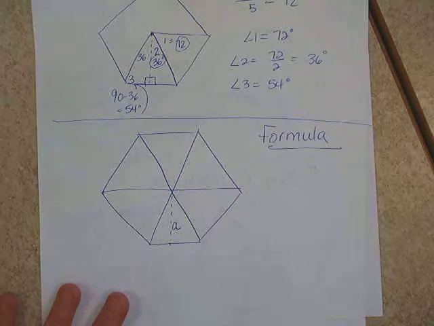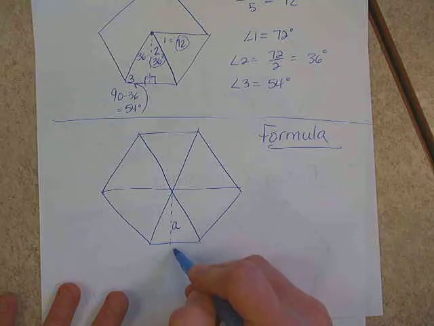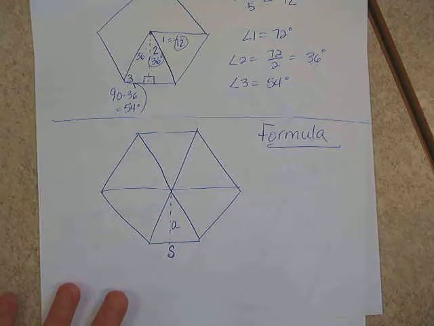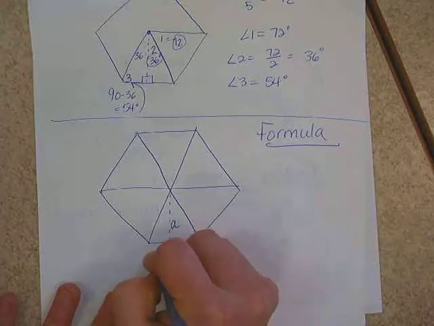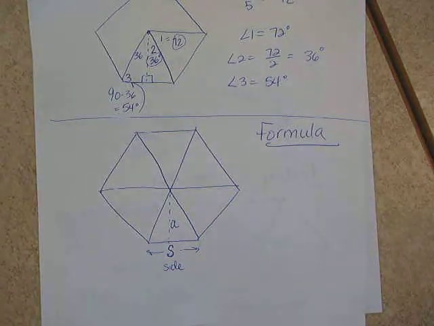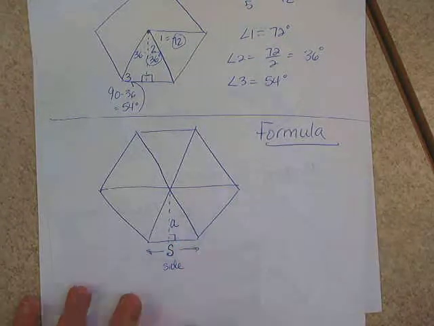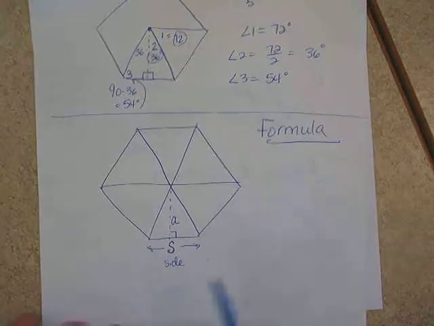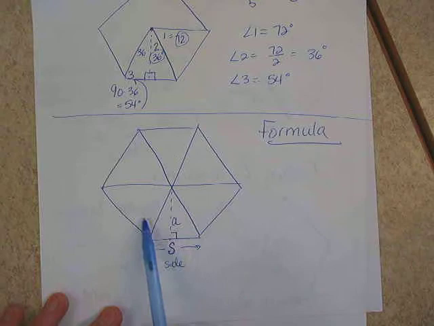All right, so if we draw in that apothem, and the book is going to call this S, not 5, S because it is a side of our polygon. I don't like the S's because they look like 5s, but that's what you're going to see in the book, okay? There's our right angle.